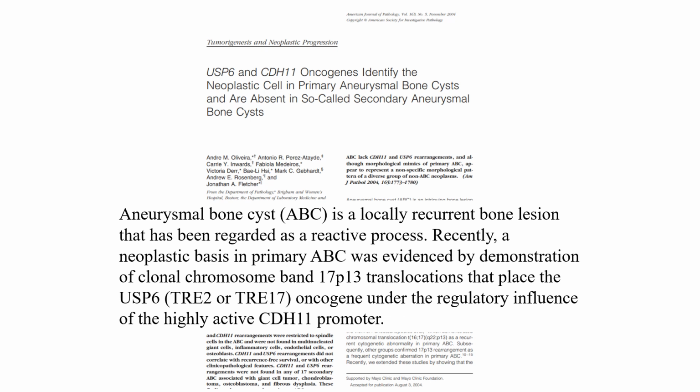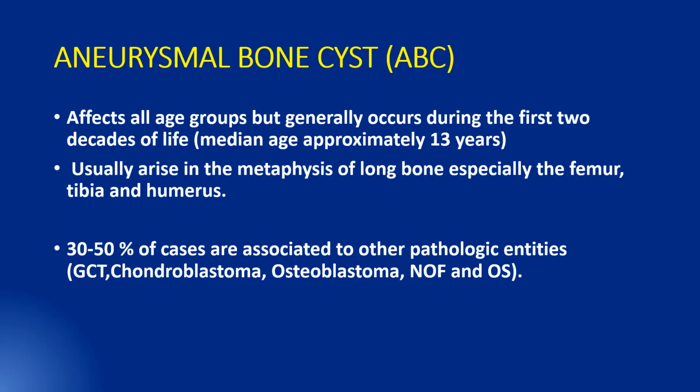According to this paper written by A. Oliveira et al. and published in Tumorigenesis and Neoplastic Progression, primary aneurysmal bone cysts demonstrate a clonal chromosome band 17p13 translocation that places the USP6 oncogene under the regulatory influence of the highly active CDH11 promoter. So again, it looks like ABC has more neoplastic potential than we thought previously.